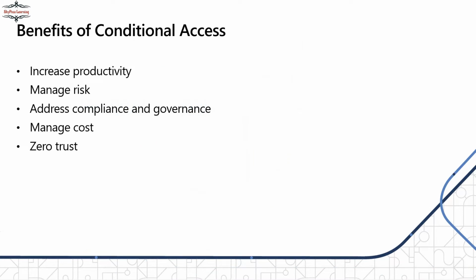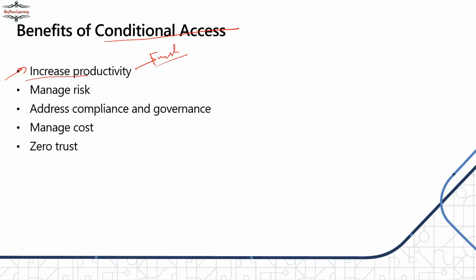If we talk about the conditional access benefits, what exactly are the benefits we are getting here? We can see that it increases productivity. Whenever the user is trying to log in and sometimes there are trusted devices, you can categorize the device as a trusted device.